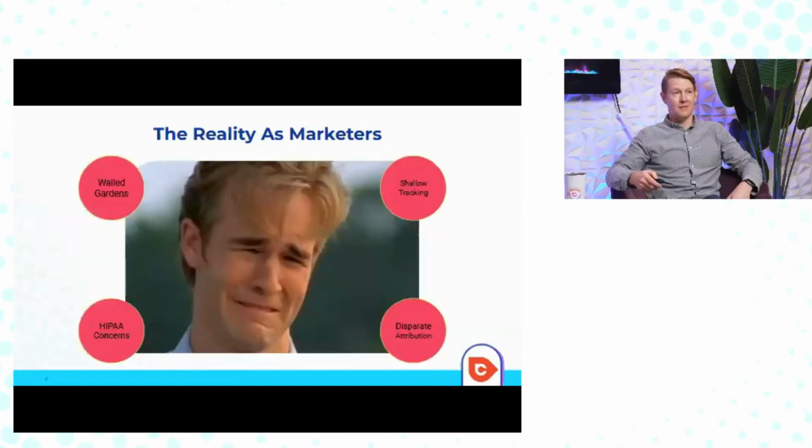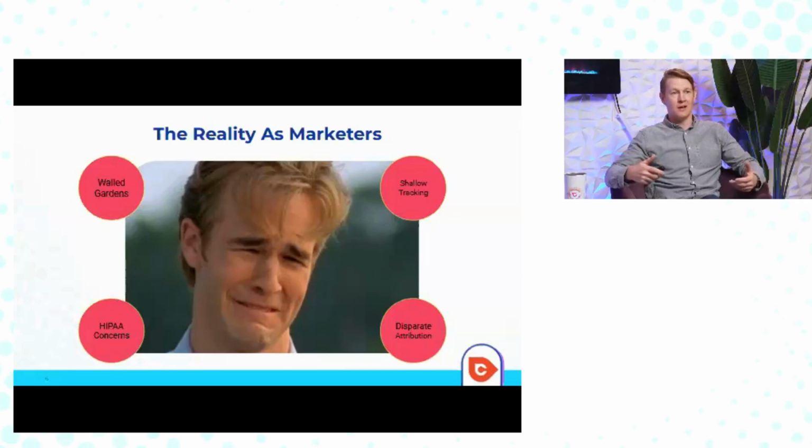The reality as marketers, though, is that we are faced with constant challenges that sometimes feel insurmountable. HIPAA concerns was a huge one last year. All of a sudden, a lot of the tracking that we did have is now being taken away from us. We can't use pixels anymore. We don't have the visibility and the measurability that we'd become so used to. Walled gardens. This is a great one when you start going into Meta ads as an example. Meta doesn't let you share information across platforms.